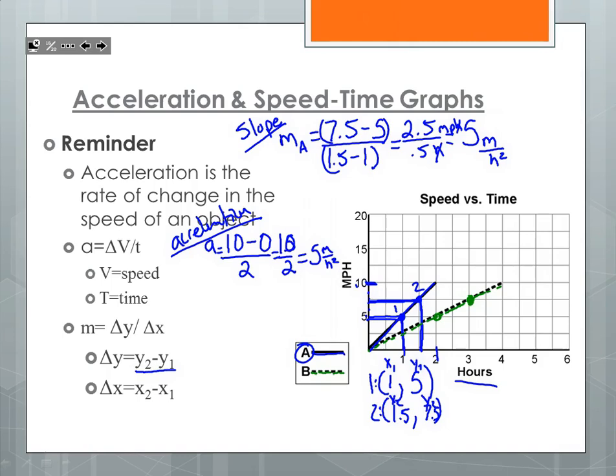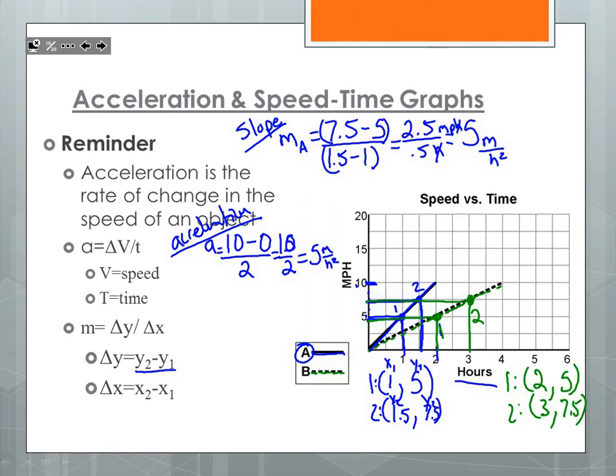So I have picked, this is my point 1. Ooh, let's do the green one. This is point 1. This is point 2. So for my first point, my y is on a 2. I'm sorry, my x is on a 2. My y is on a 5. For point 2, my x intersects 3. My y is at the 7.5.